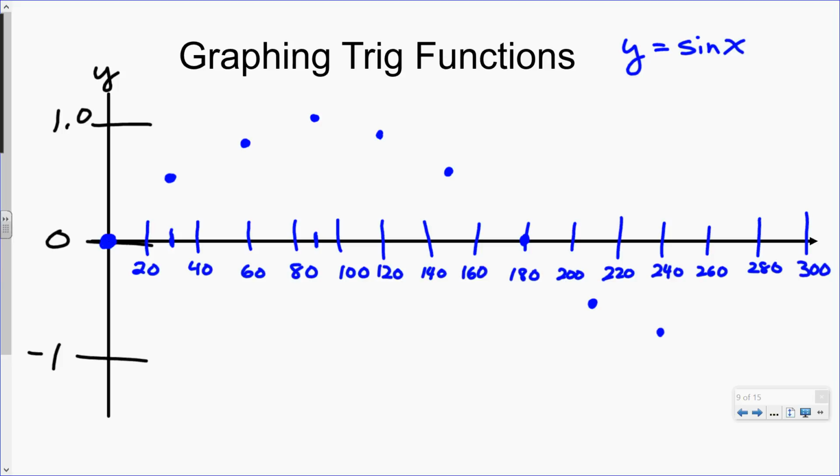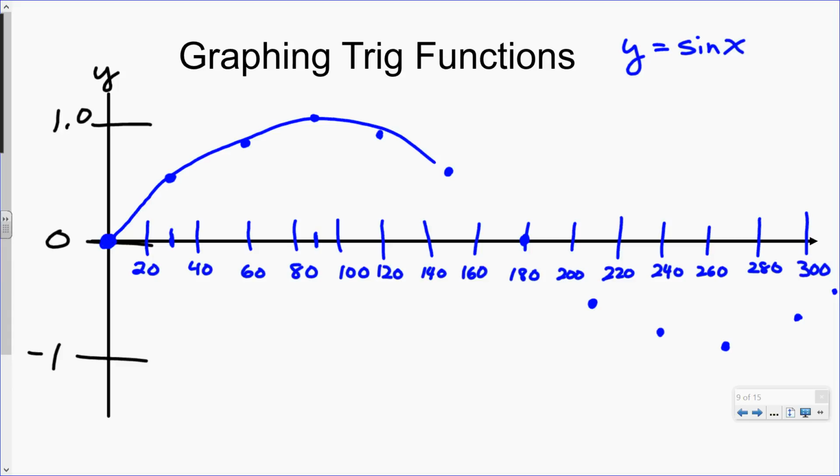So that's 240. Now 270 is going to be negative 1. Try punching 270. You should get negative 1. See that? Then 300 is going to give you negative 0.86 there. And you can start seeing the wave function coming up. 330 will be negative 0.5 right here. So go ahead and you can draw a smooth curve now.